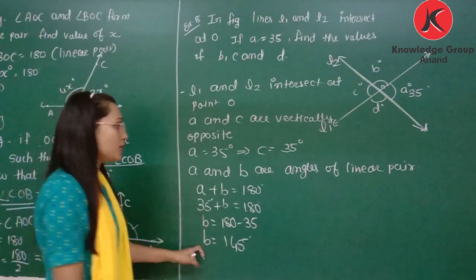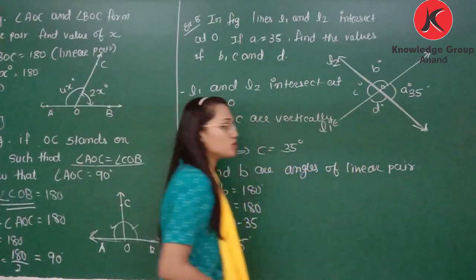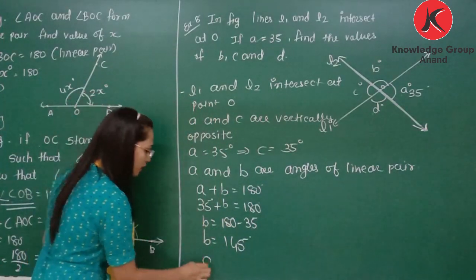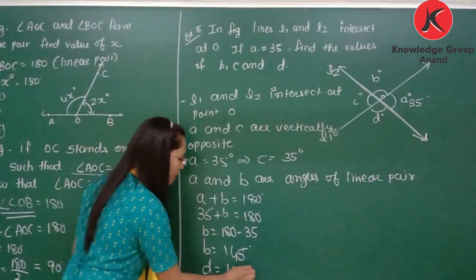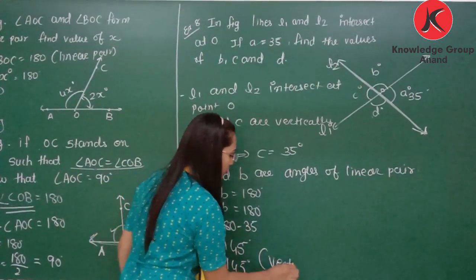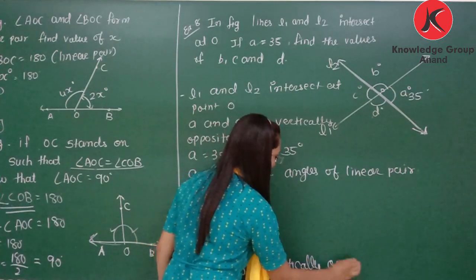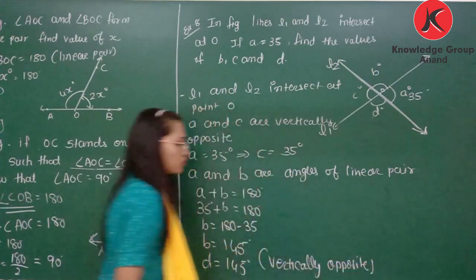145. And if B is 145, then D is also 145 because B and D are vertically opposite. So we can write D is also 145. Reason is vertically opposite angle.